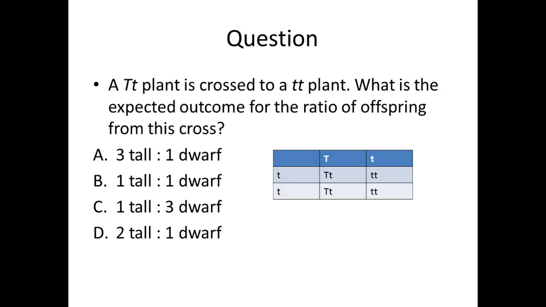Okay, how many of them are tall? The two Tt heterozygous, the first one. Somebody said too dwarf or too tall. They didn't say that on the question. No, but 2 to 2 would be the same thing as 1 to 1 in ratios. You always want it in lowest terms.